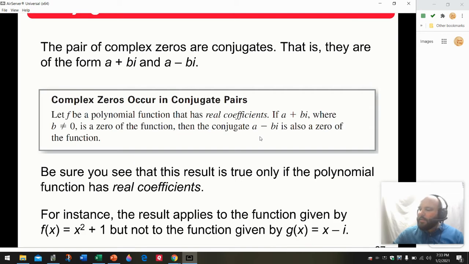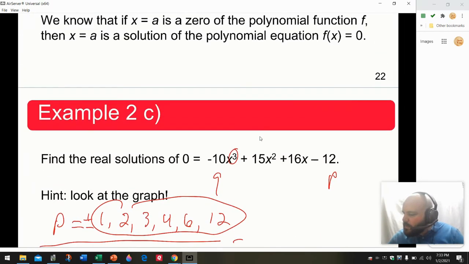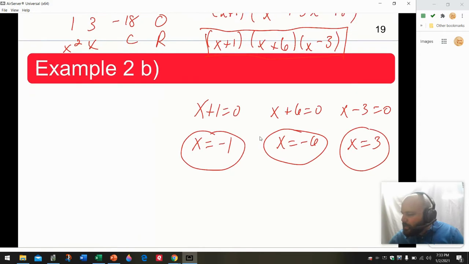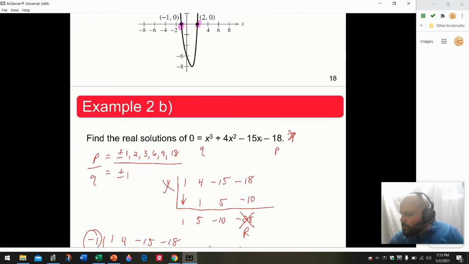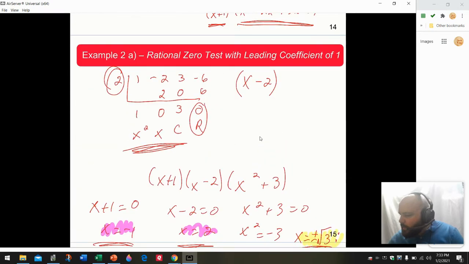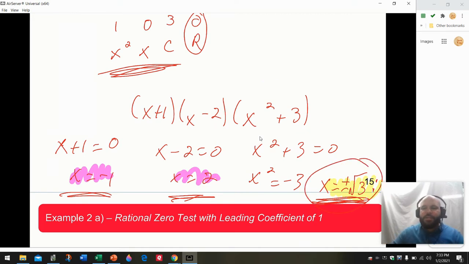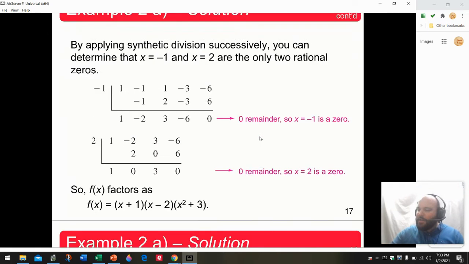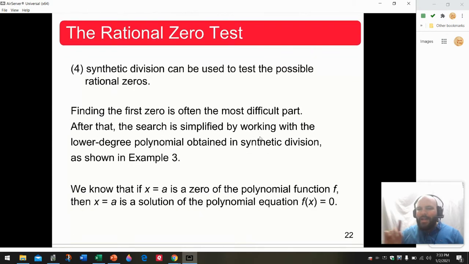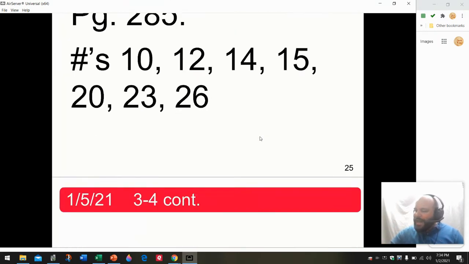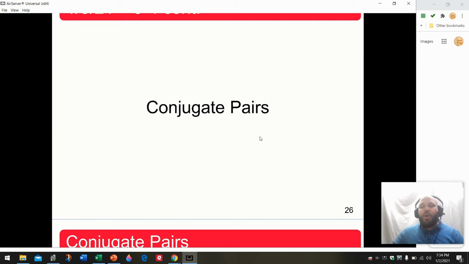If you recall, in one of the last problems that we did in yesterday's video, we came up with a couple of imaginary solutions. In this one, for instance, you can see this x plus 3 right here. When we set that equal to 0, we ended up getting imaginary solutions. Now, when that happens, we never get imaginary or complex solutions one by itself. They always have to come in pairs. So those are called conjugate pairs.